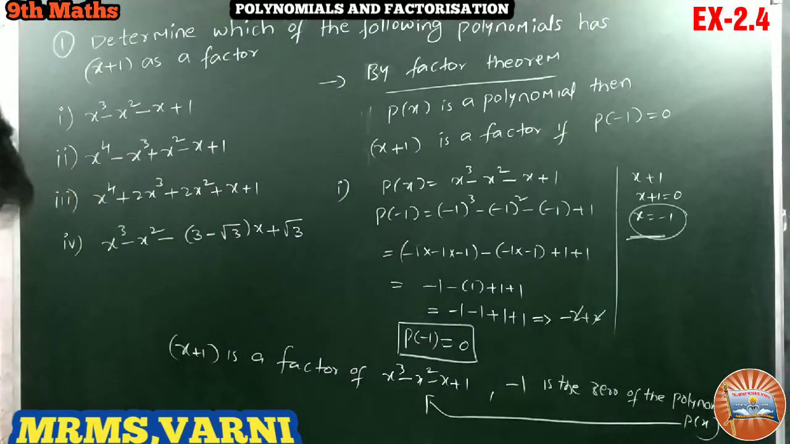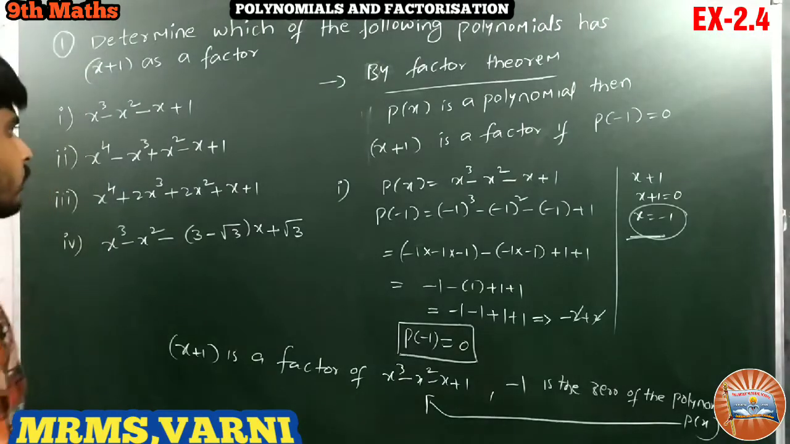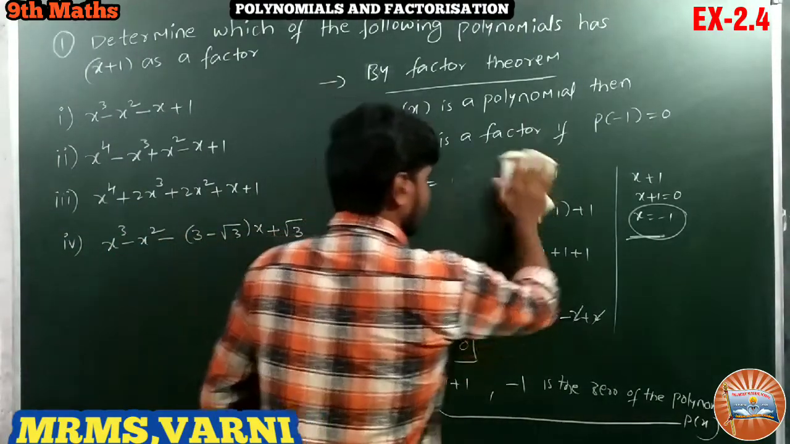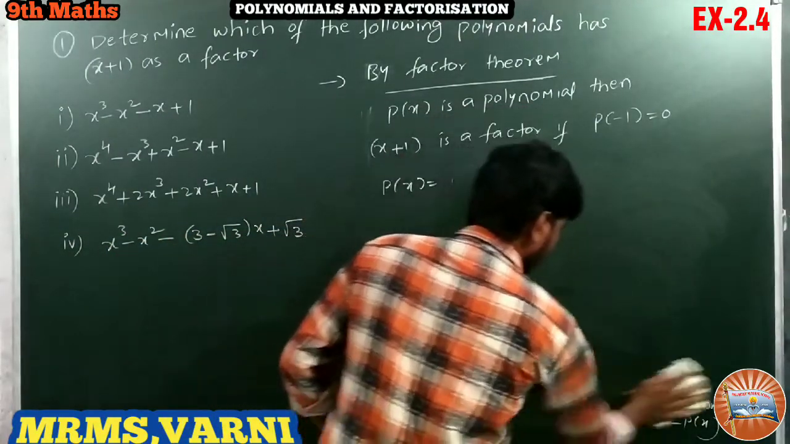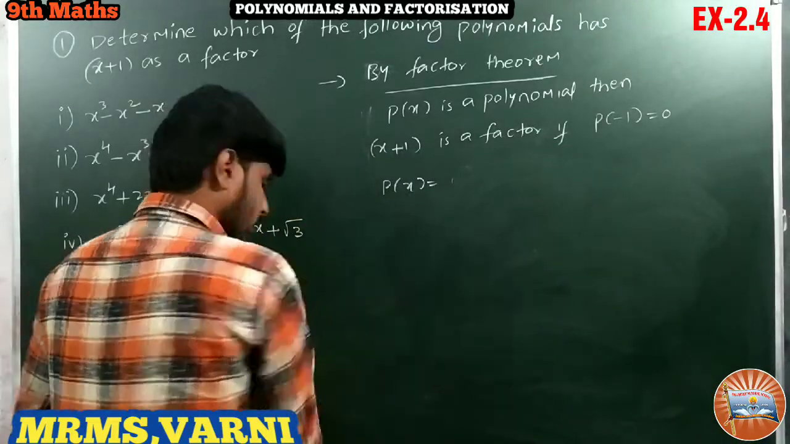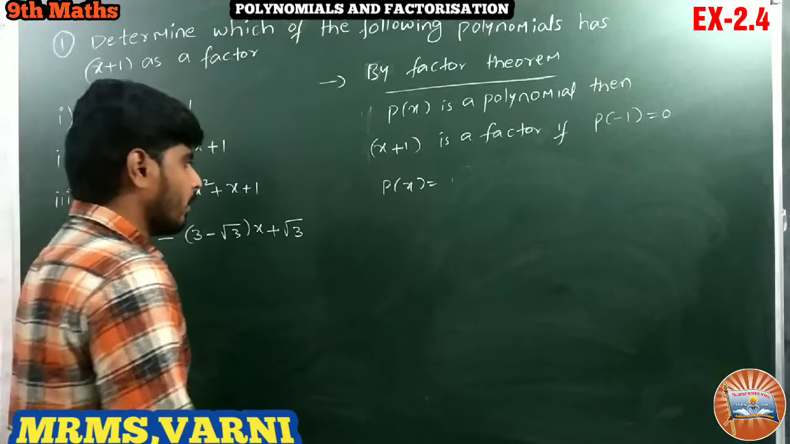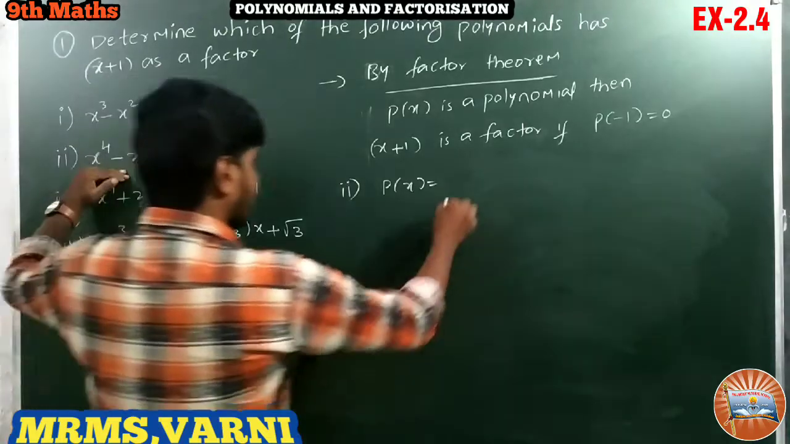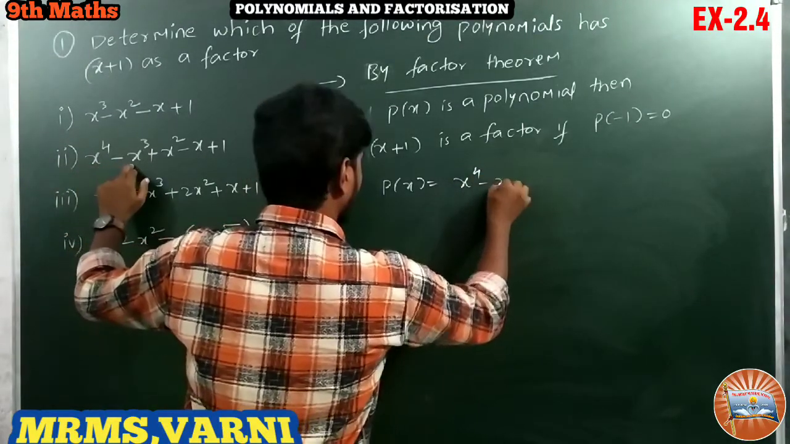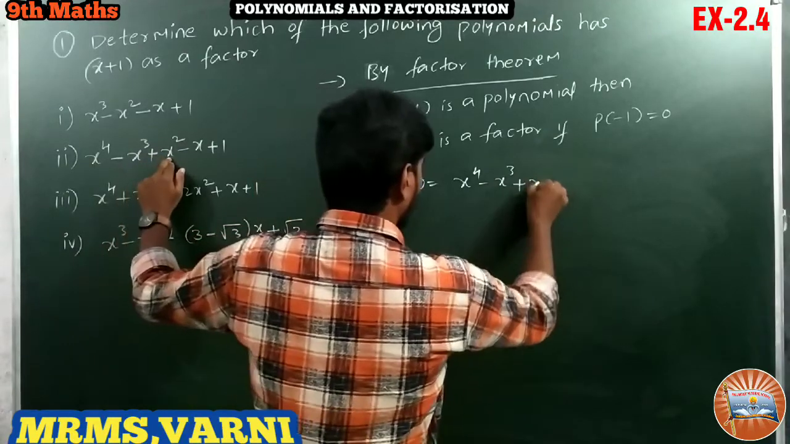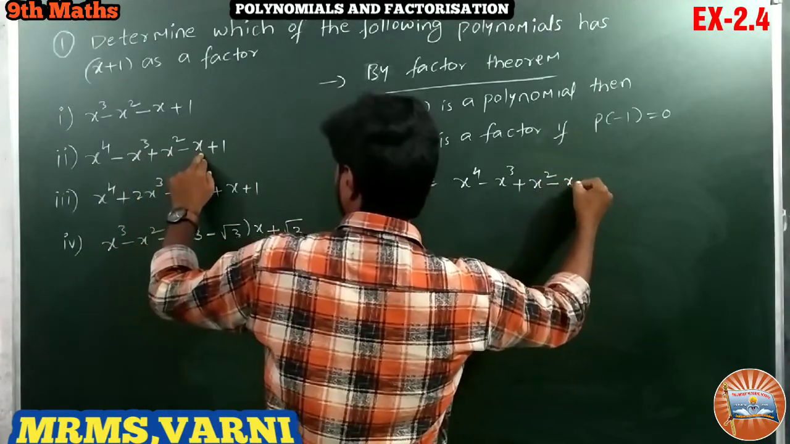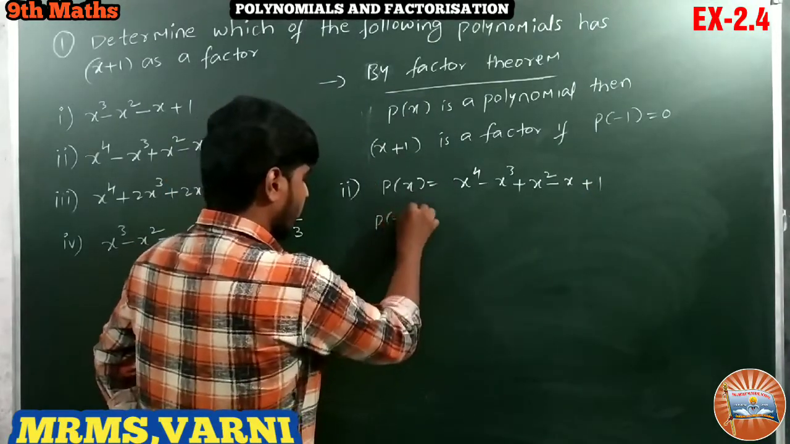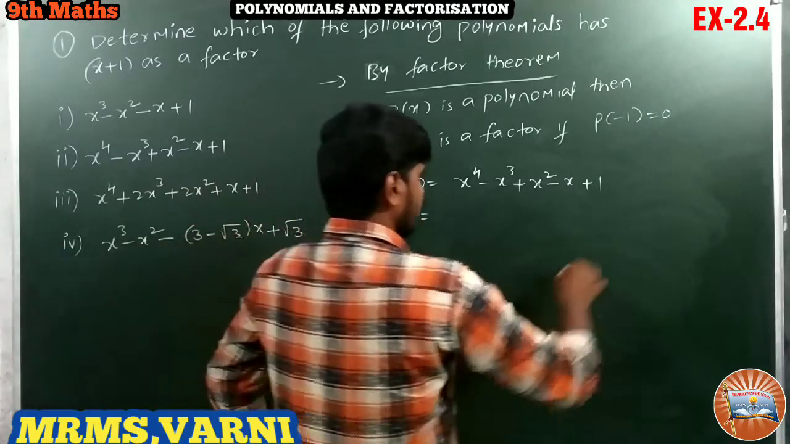Next we go for the second problem. Same, we have to substitute minus 1 in place of x, but the polynomial changes. Okay, second one: x power 4 minus x cube plus x square minus x plus 1. Right, so take p of minus 1. I already told you.